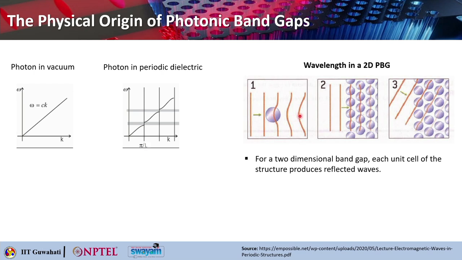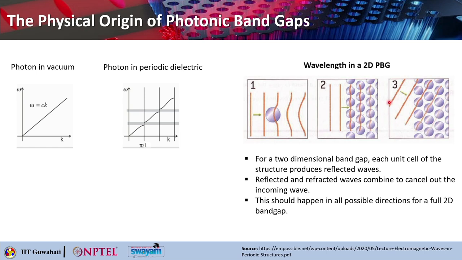So if you have a periodic modulation like this, the amplitude of the wave will also get modulated. Every unit cell produces some reflected wave, and when the reflected and the refracted waves combine and cancel out the incoming wave, you can say there is a photonic band gap. That has to happen in all possible directions to give you a complete photonic band gap.